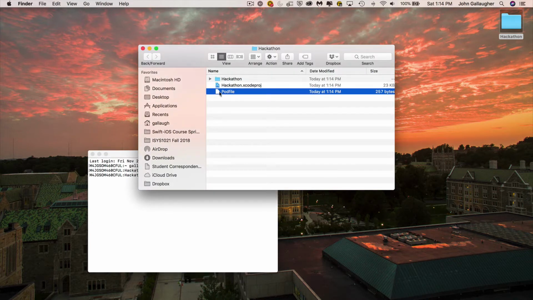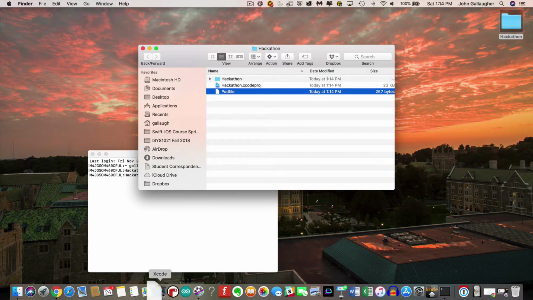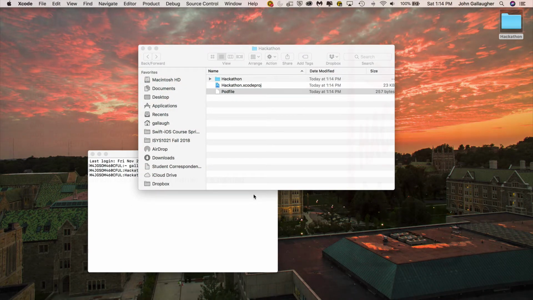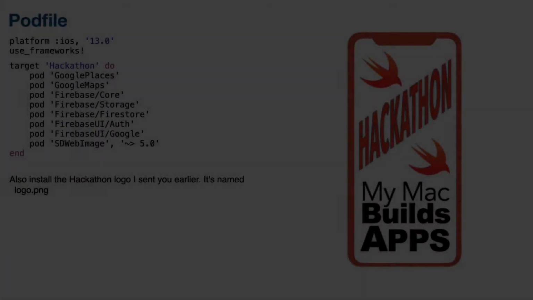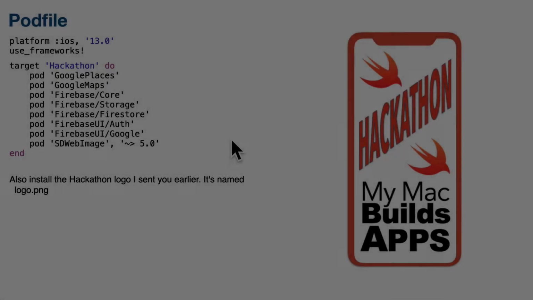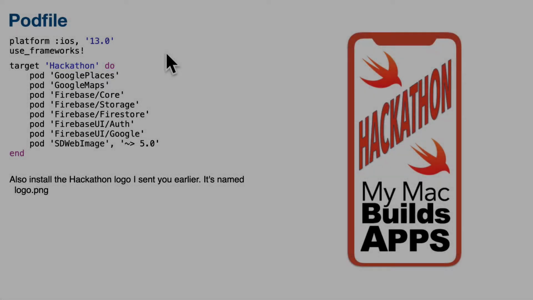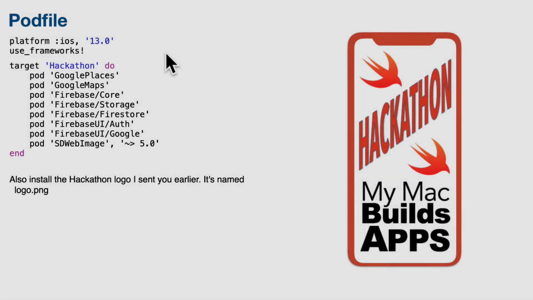Now that we've created that pod file, I'm going to open the pod file up in Xcode. And this is just a quick reminder of what your pod file should look like. It's always a good idea to visit the documentation, but we're going to be using Google Places autocomplete, so we need these pod install lines here. We're going to be using Firebase, as well as Cloud Firestore and Firebase Storage, plus their UI, and we'll also use SD Web Image. And these names sometimes change.